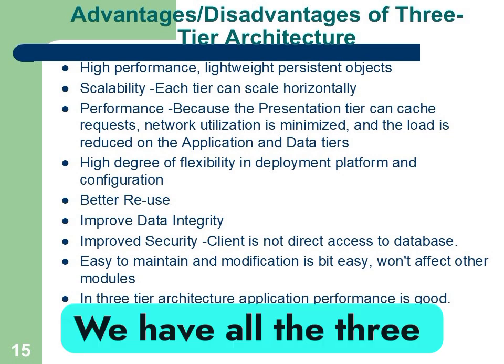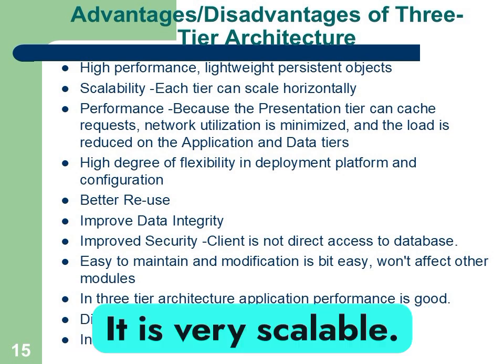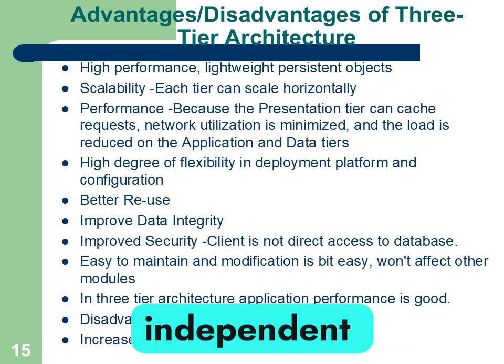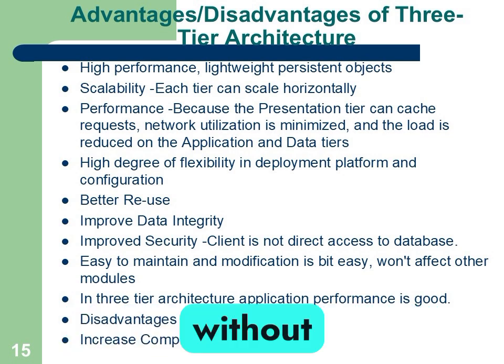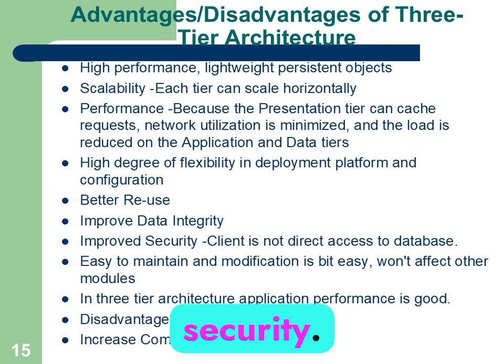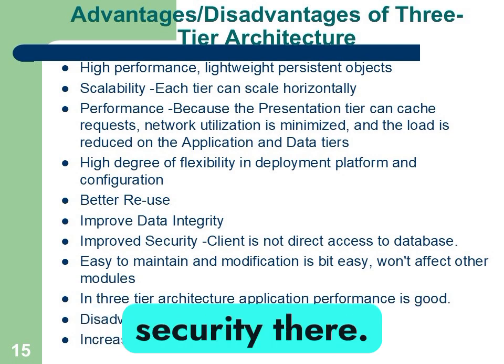So let's look at the advantages of these layers. We have the three-tier architecture, and it is very scalable. There is scalability. It means that each layer can scale independently. You can choose each architecture independently without having them together. That is one. It also improves security. That is, your database architecture will enhance security. Clients do not have direct access to the database. That is the main security there.